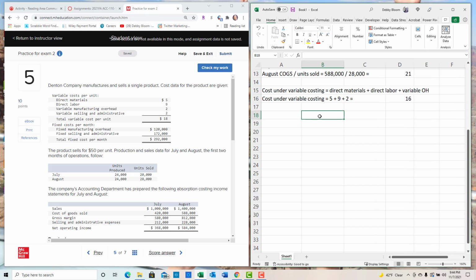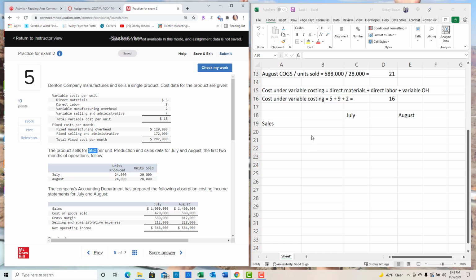Actually, what I'm going to do is put July here, and I'll make this a little smaller. And then we'll put August here so I can do the calculations. So the first thing we're going to start off with is sales. Our sales are going to be the number of units sold multiplied by the selling price, which was given in the problem as 50.